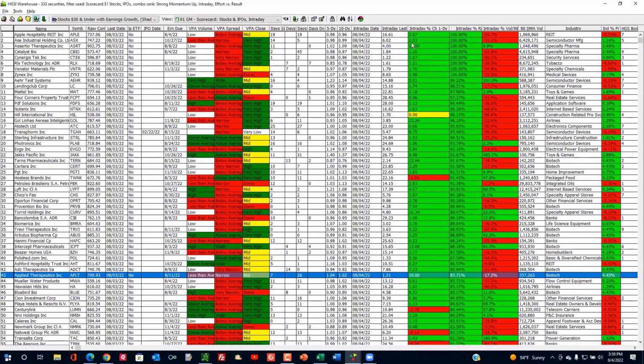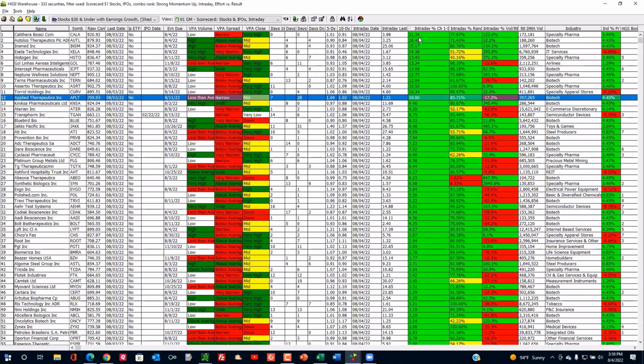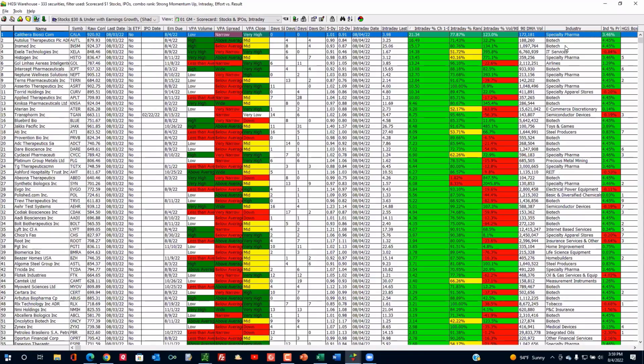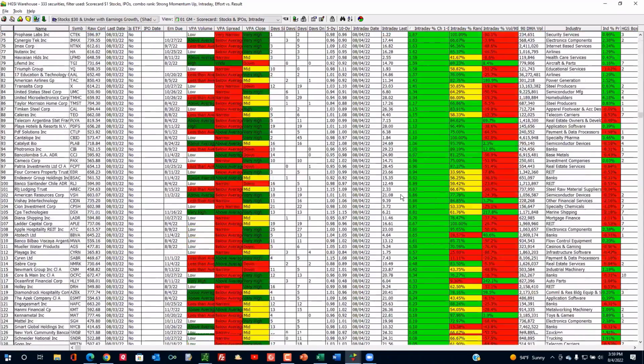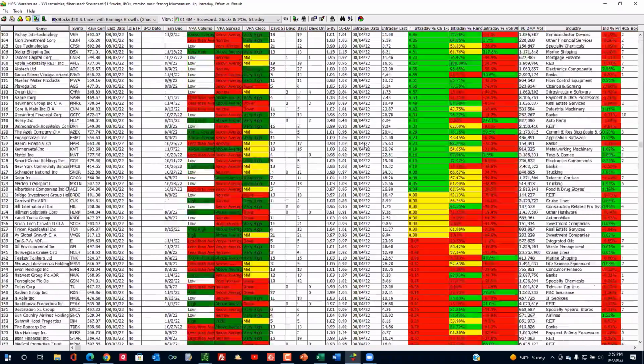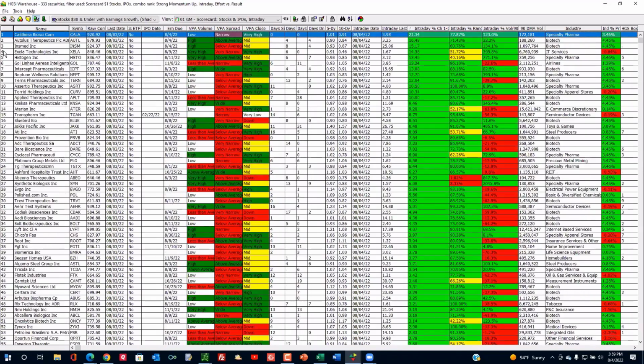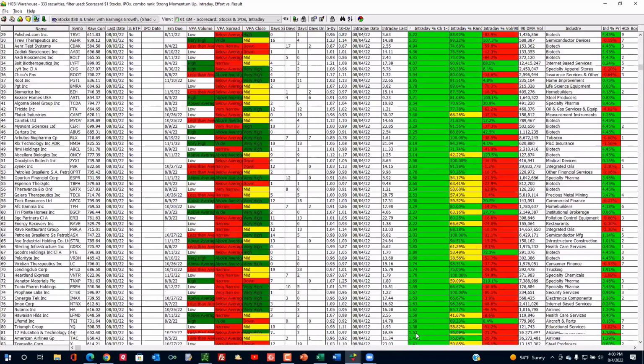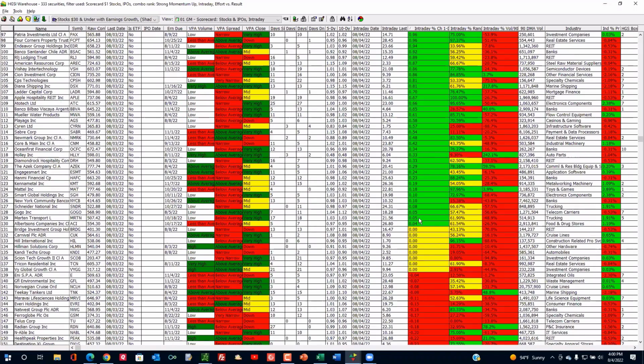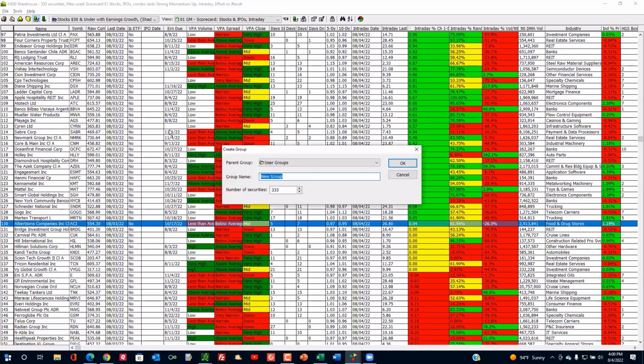this view, I can see which ones are up today and which ones are down today. Now I can do this. If I just want the ones that are up today, I can just go down here. There's 130 of them. I can make a group. I'll just call this up. And what are there? 130 of them.